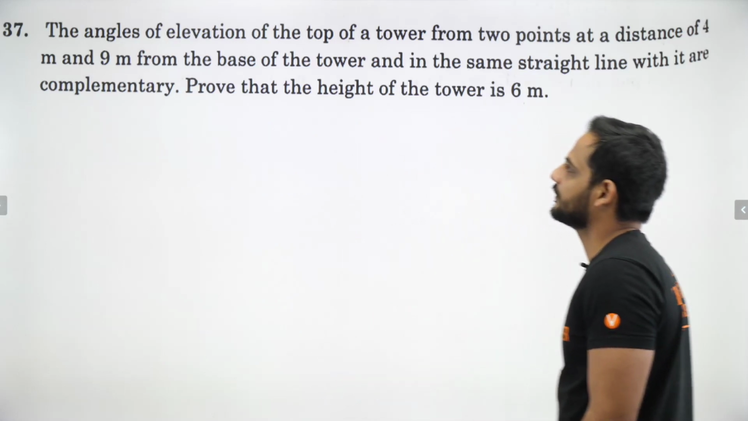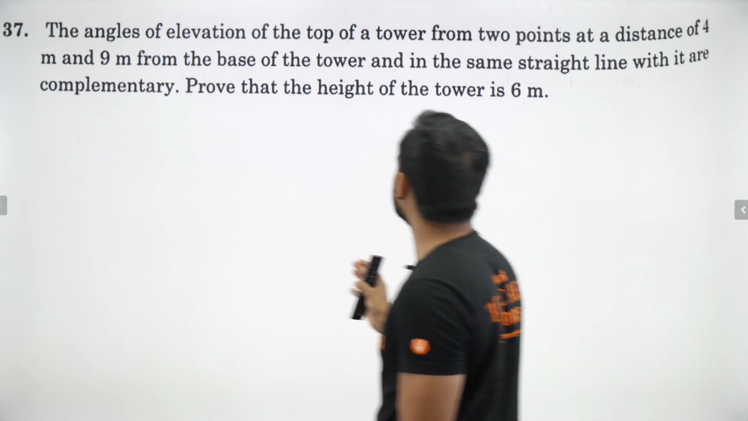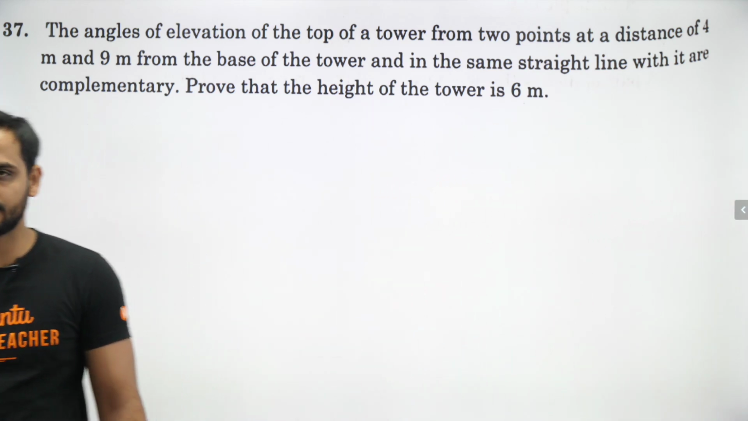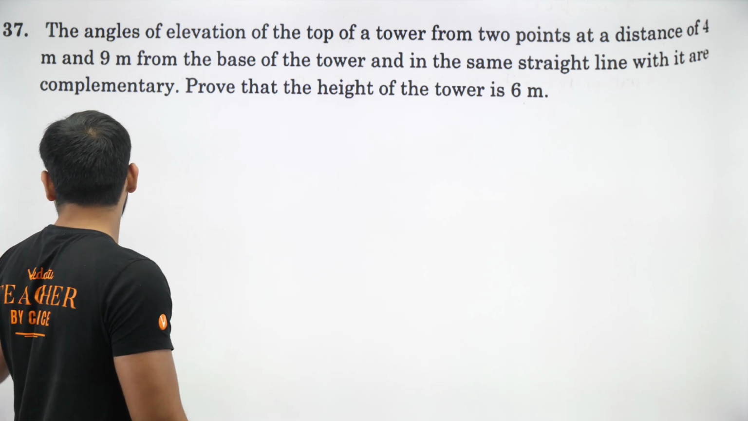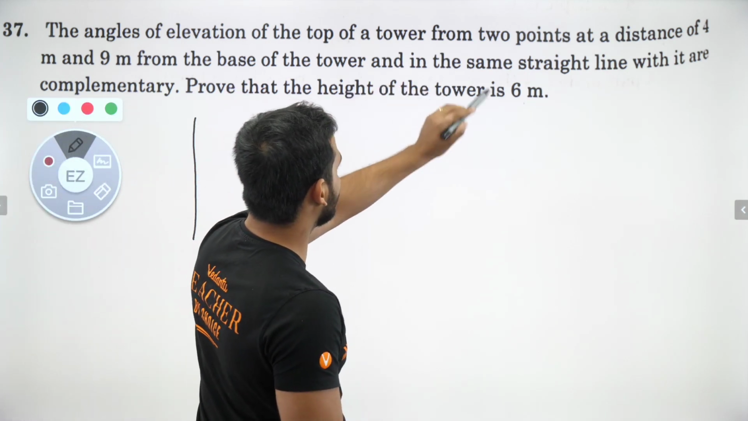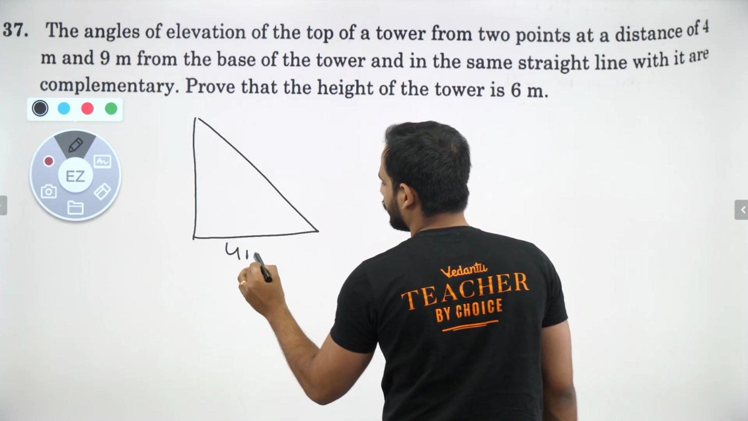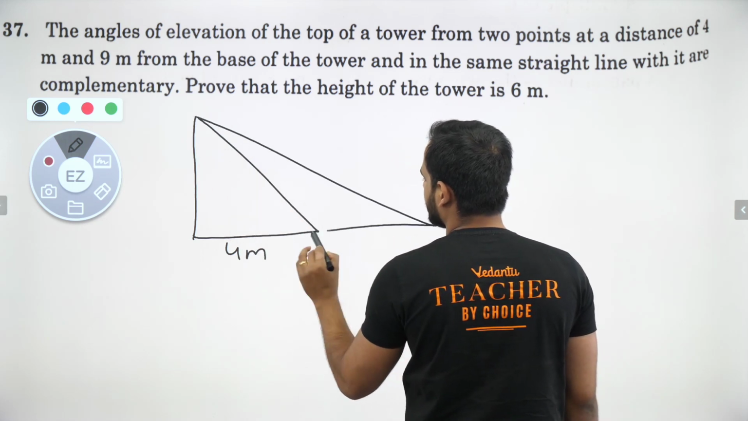The next question we have is this: the angles of elevation of the top of a tower from 2 points at a distance of 4 meter and 9 meter from the base of the tower and in the same straight line with it are complementary. Prove that the height of the tower is 6 meter. Again an NCERT question. A tower is given to you. The angle of elevation of the top of a tower from 2 points at a distance of 4 meter and 9 meter. So one point is at 4 meter, the other point is at 9 meter.